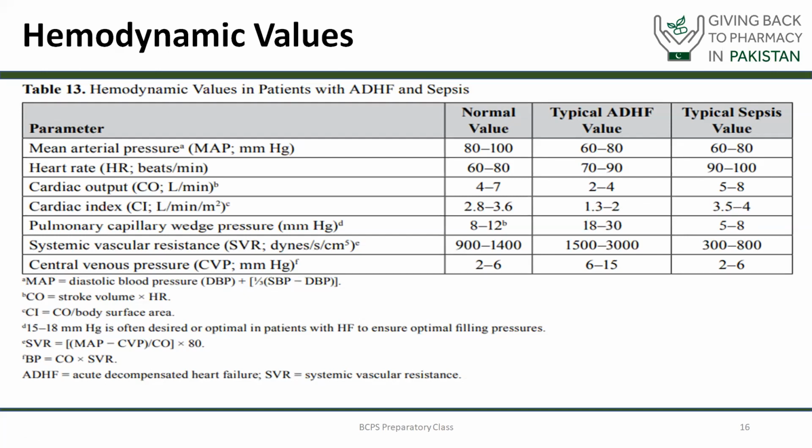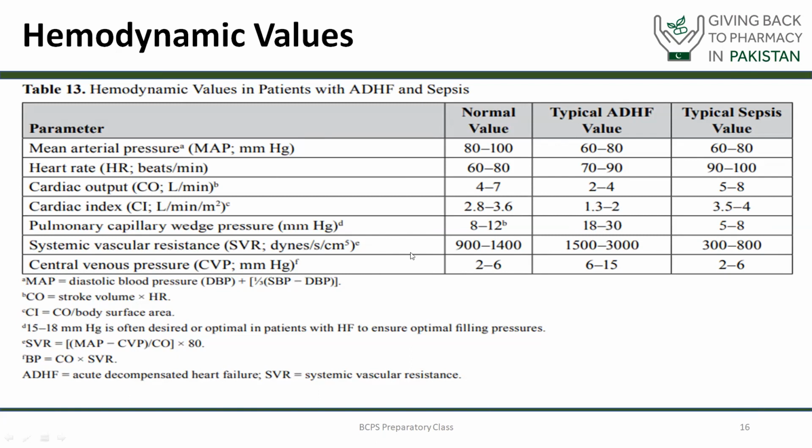So it will be 2.8 to 3.6 in normal, 1.3 to 2 in heart failure, and typical sepsis 3.5. Pulmonary capillary wedge pressure is another important thing where we measure the volume status of the body and the overall pressure in the vessels. It's 8 to 12 in normal, 18 to 30 in decompensated heart failure, and in typical sepsis it drops to 5 to 8 because in sepsis there is no more resistance in your vessels and they are dilated. So the pressure drops in the pulmonary capillary wedge pressure.